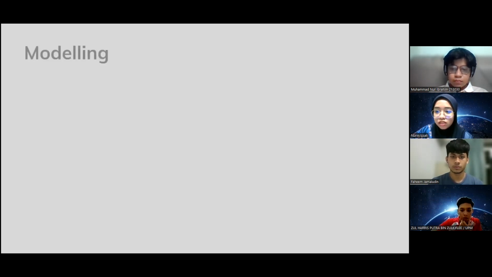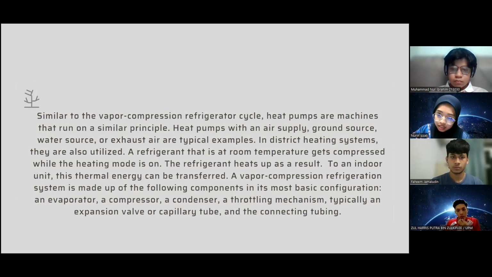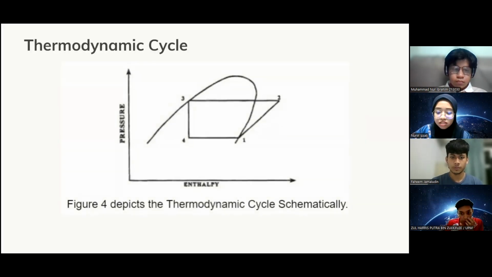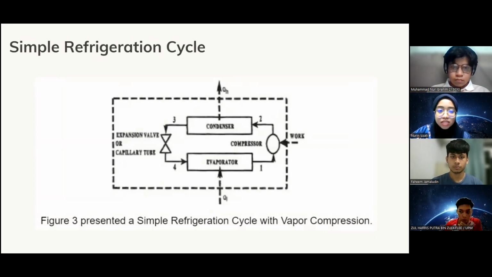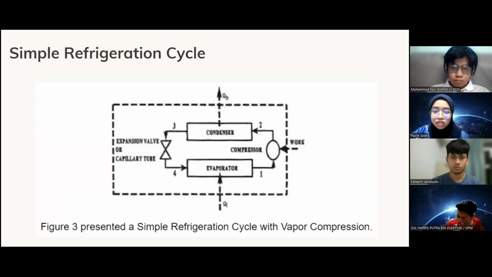And as we can see, this is another one. This is a simple refrigeration cycle with vapor compression that consists of condenser, compressor, evaporator, and also the capillary tube that I have just explained just now.